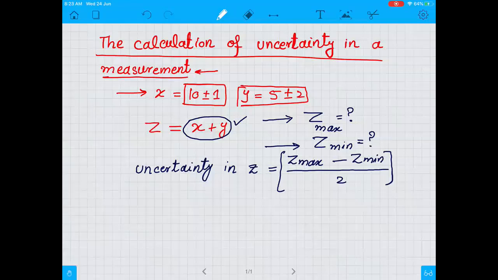In this example, x can be written as minimum, average and maximum. Generally the quantities are given as a range. The value that we state is the average, and the range is given as minimum to maximum. Now for x, the minimum value is 9, the maximum value is 11, and the average value is 10. So these are the values for x.